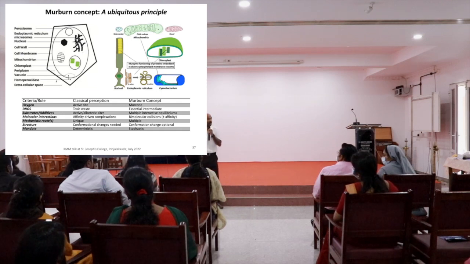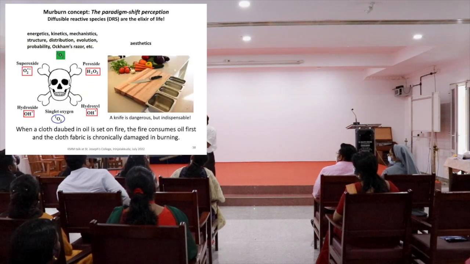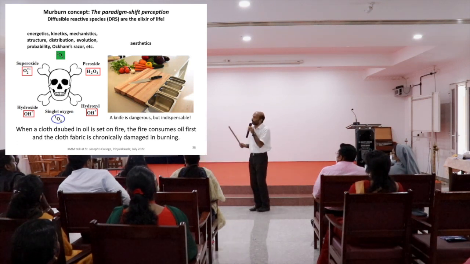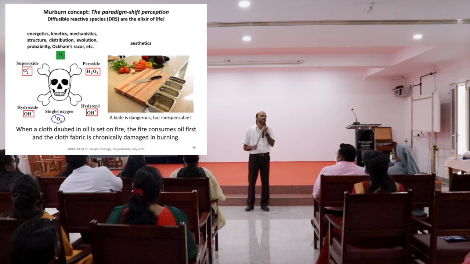So in the classical system, you have to think of a product being formed in only one way. Here it is in multiple ways. So these aspects have to be considered. Now I'll tell you something. It is very fundamental, very important. Diffusible reactive species are the elixir of life.